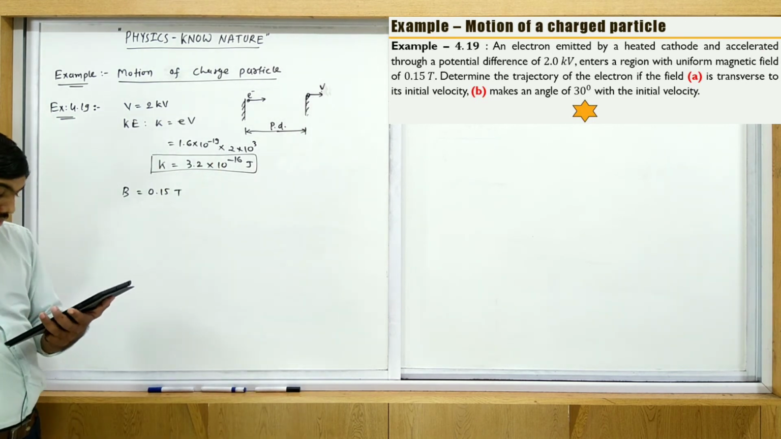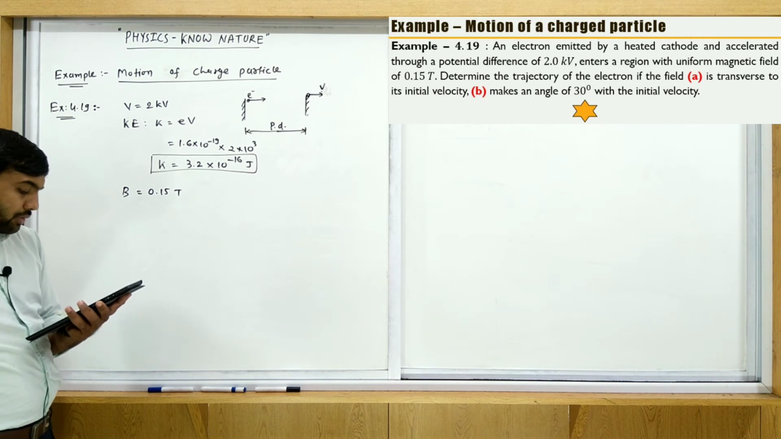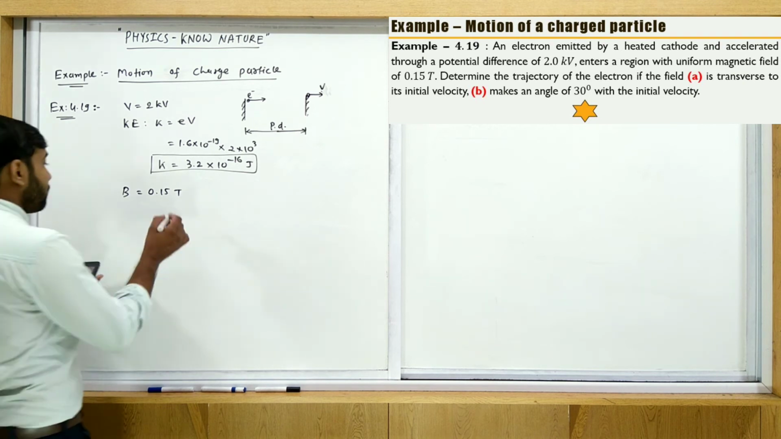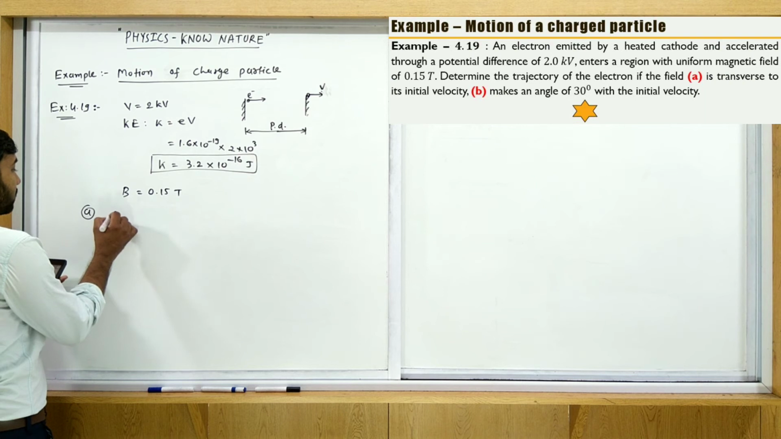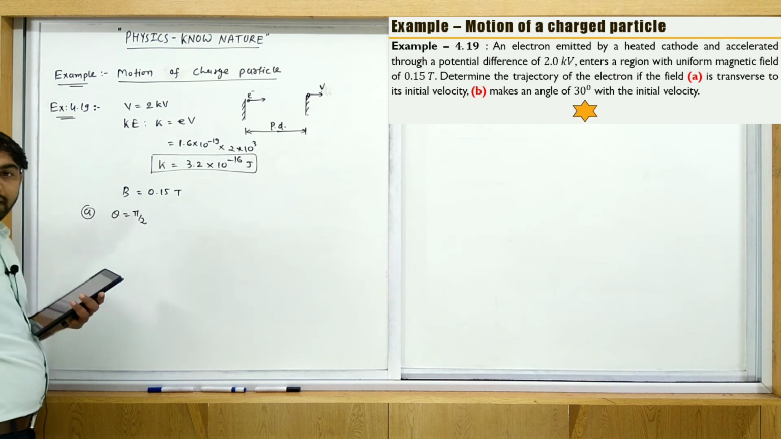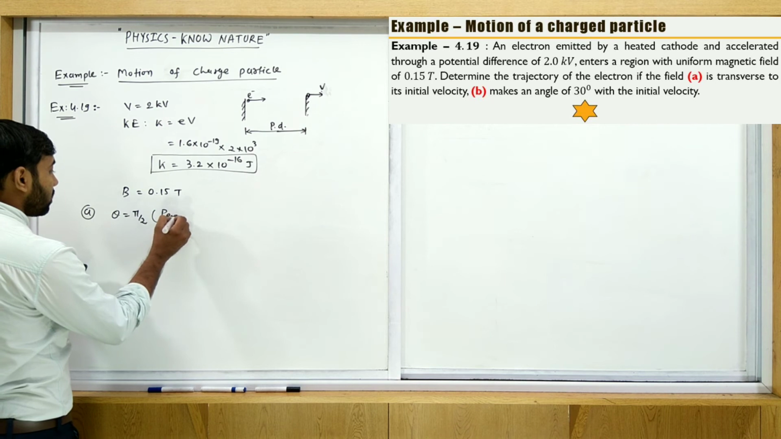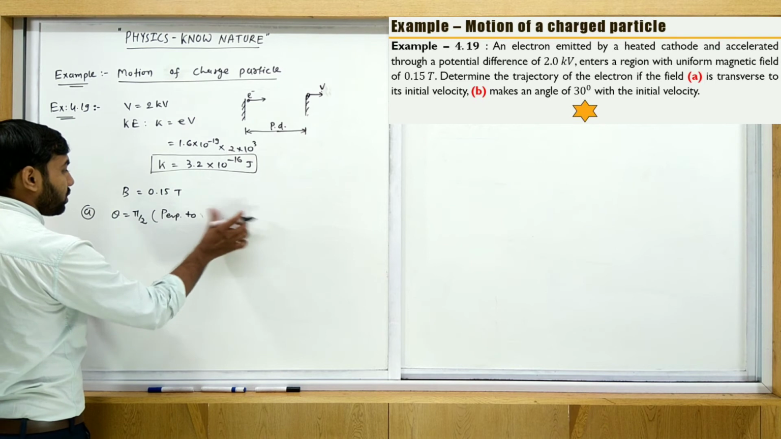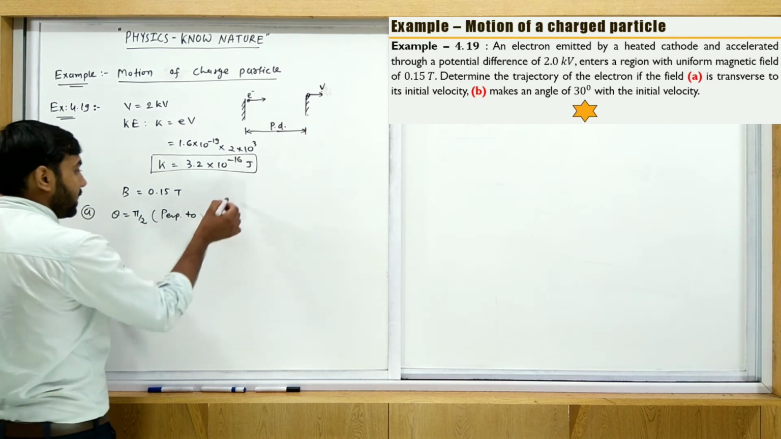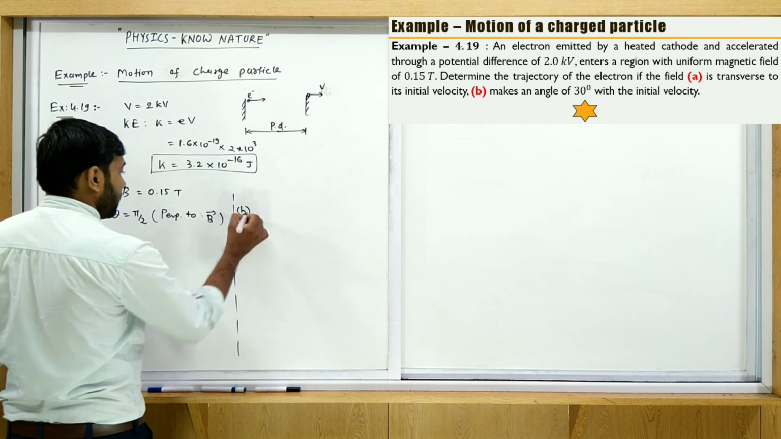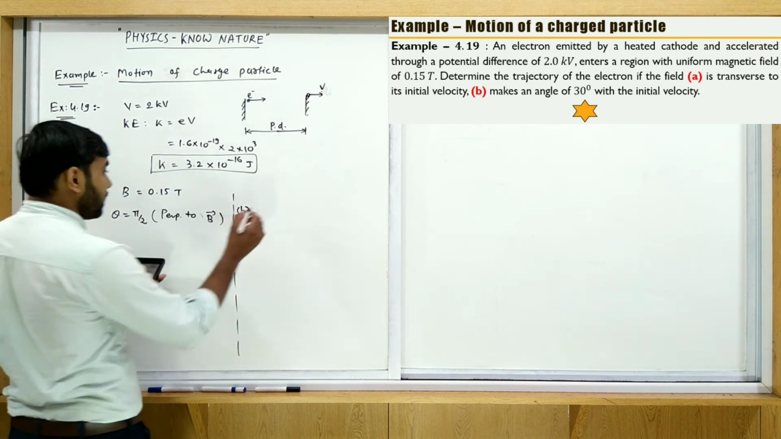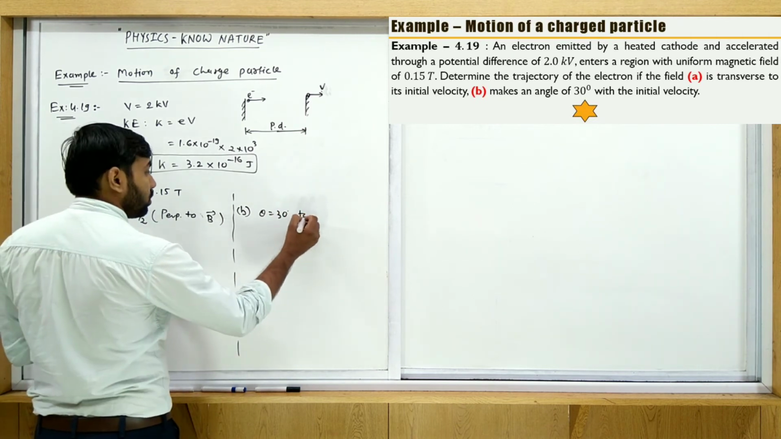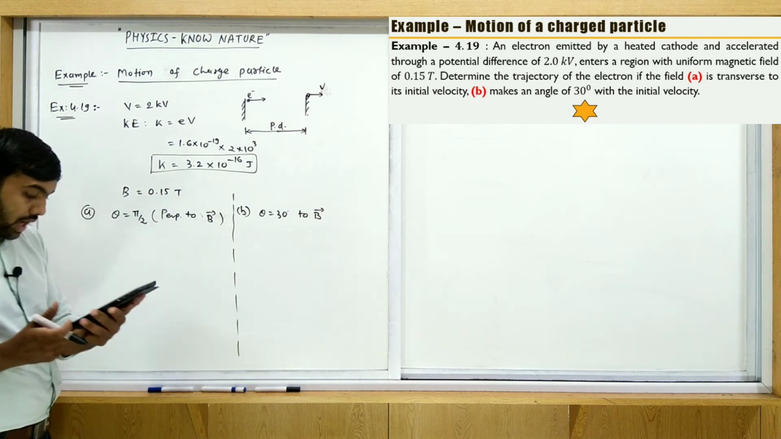Now determine the trajectory of the electron. The field is transverse to the initial velocity in one case, and in the other the velocity makes an angle of 30 degrees. So we have two cases. Case 1, theta is equal to pi by 2, meaning perpendicular to the magnetic field. And in the second case, it makes an angle of 30 degrees, so theta is equal to 30 degrees to the magnetic field. So we have to find the trajectory.